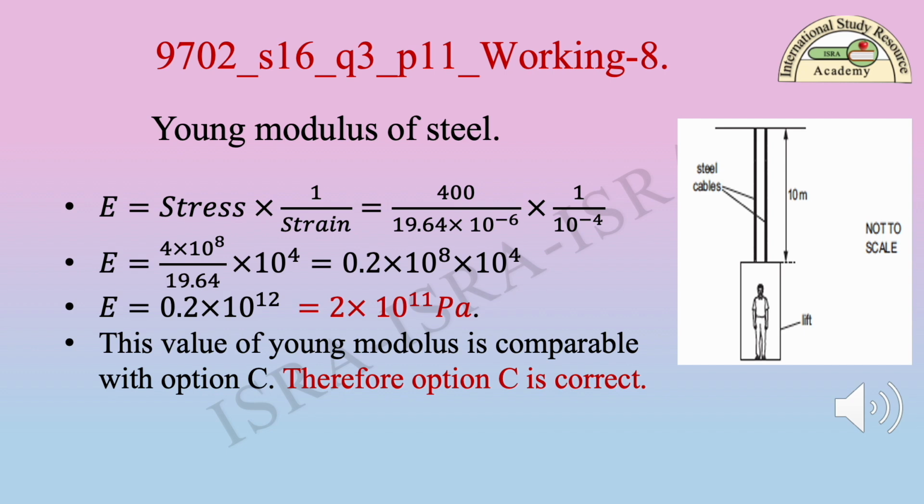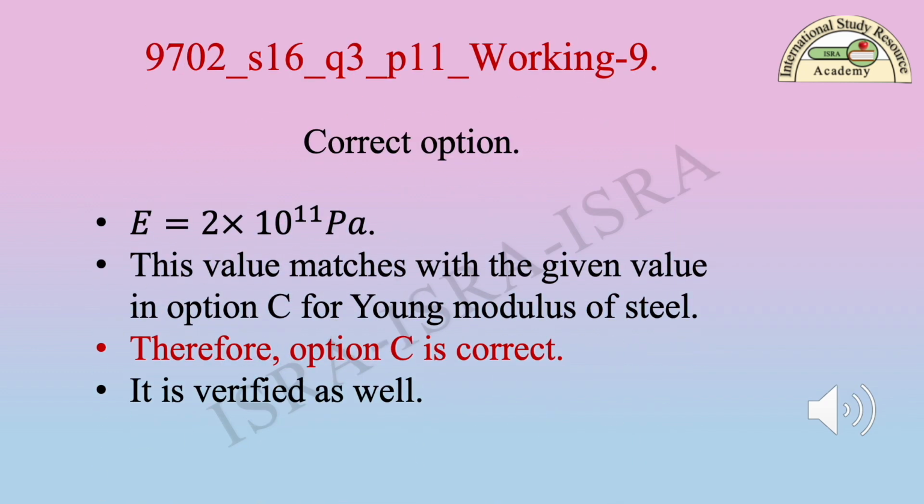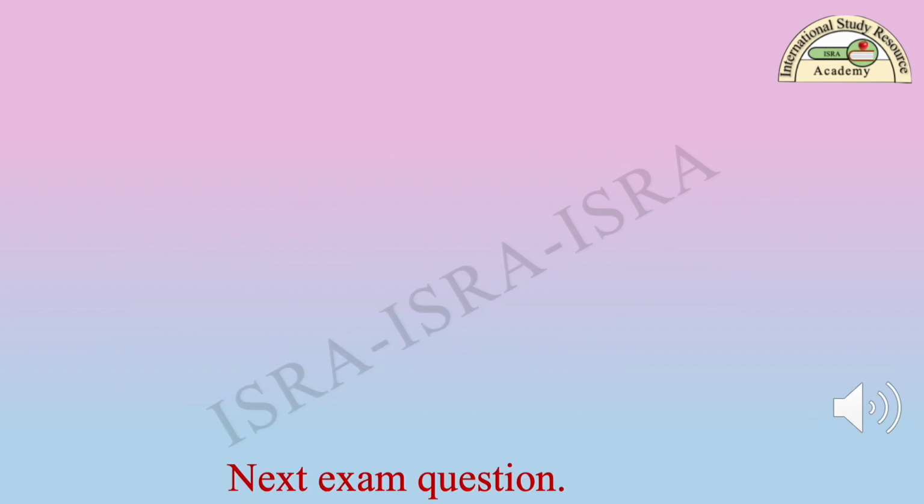This value of Young modulus is comparable with option C. Therefore, option C is correct. Working step 9. Correct option. Capital E is equal to 2 times 10 raised to the power 11 Pascal. This value matches with the given value in option C for Young modulus of steel. Therefore, option C is correct. It is verified as well.